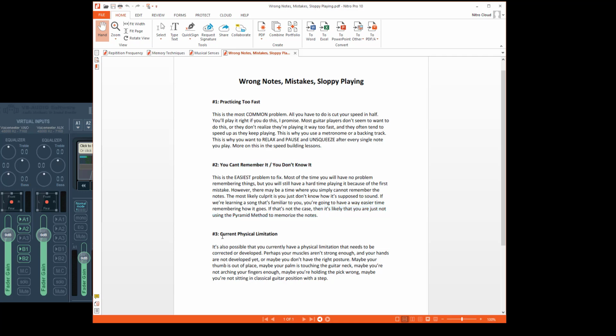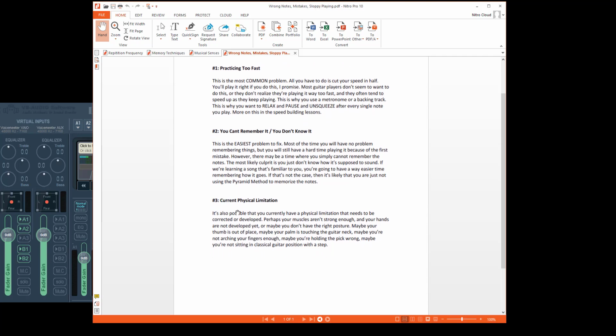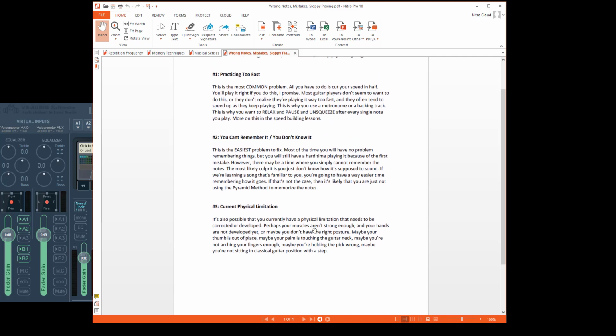The third reason why you're going to be playing sloppy and making wrong notes all the time is because you might have a current physical limitation at the moment. It's possible that you need to correct or develop your technique a little more, because maybe your muscles aren't strong enough, or maybe your hands aren't developed yet, maybe you don't have the right posture, maybe your thumb's out of place, or the palm is touching the guitar neck, or maybe you're not arching your fingers enough, maybe you're holding the pick wrong, maybe you're not sitting in the classical guitar position with a step.